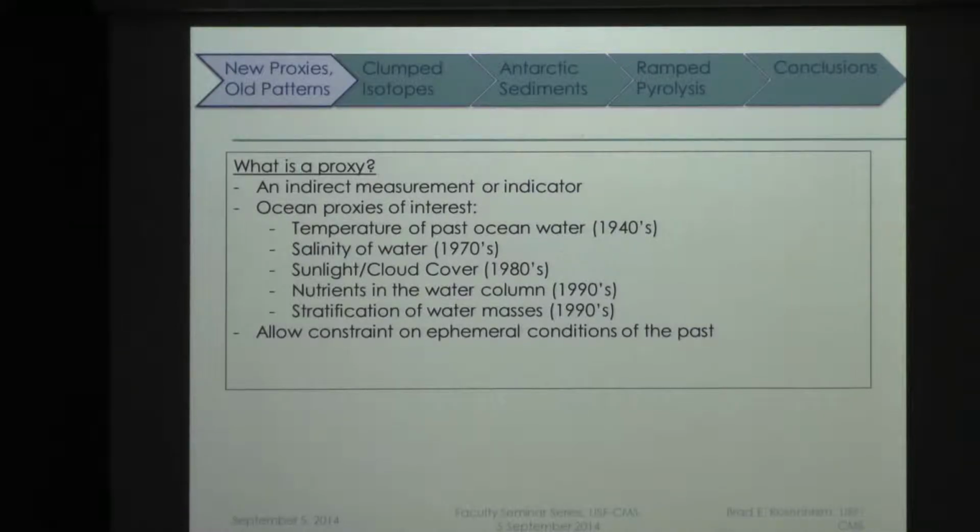a proxy is basically an indirect measurement, and in terms of your stock plan, it's a way you can vote without being in the boardroom. It's an indirect measurement of, or an indicator of, some sort of condition. In geochemistry, especially marine geochemistry, we're interested in conditions of the ocean in the past. These are ephemeral conditions, ephemeral states, but what we're looking for as geochemists are the fingerprints of these events and conditions. And proxies themselves are nothing new.